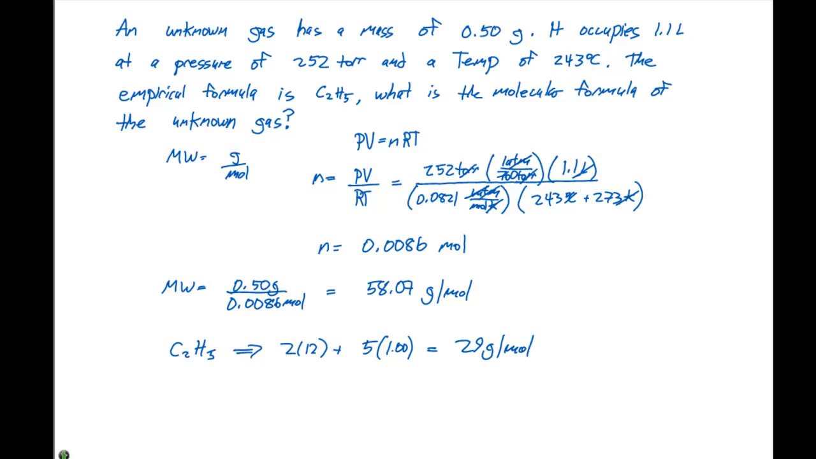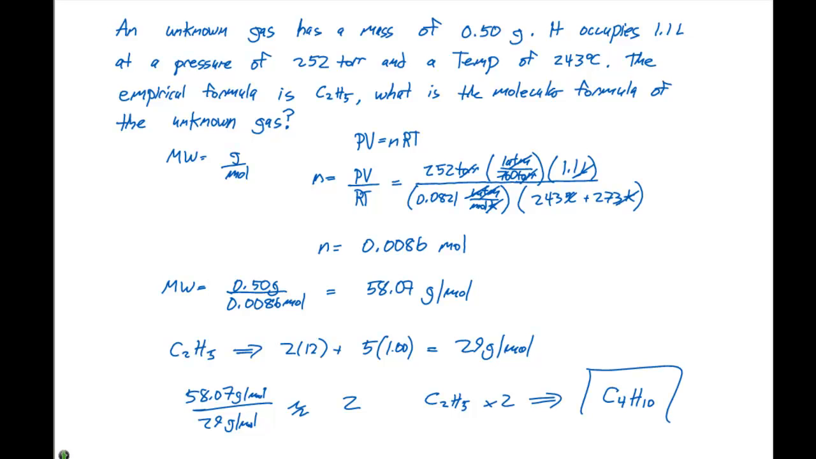If we remember back on how to compare an empirical and a molecular formula, we do this by looking at a factor. So if we take this 58.07 grams per mole and divide it by 29 grams per mole, we are roughly going to get a factor of 2. So we need to take our empirical formula of C2H5, multiply that by 2, which gives us a molecular formula of C4H10. And that is going to be our answer.